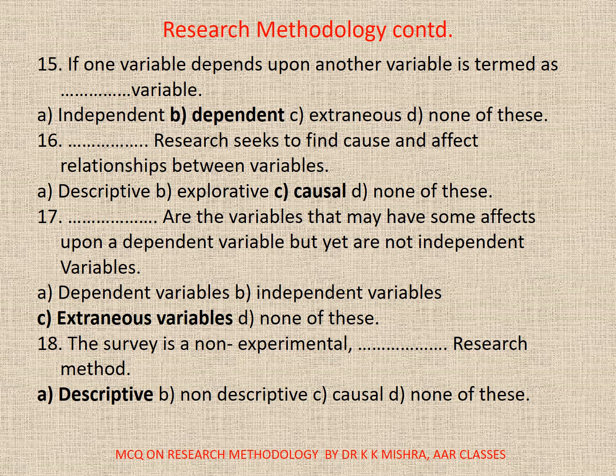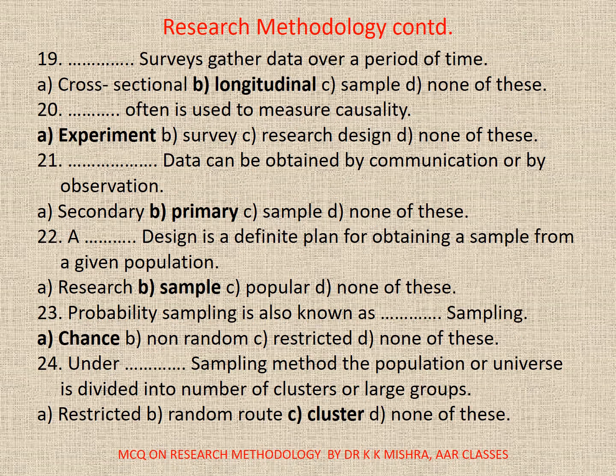Extraneous variables. 18. The survey is a non-experimental dash research method. A. Descriptive. B. Non-descriptive. C. Causal. D. None. Correct option is A. Descriptive. 19. Dash surveys gather data over a period of time. A. Cross-sectional. B. Longitudinal. C. Sample. D. None. Correct option is B. Longitudinal. 20. Dash often is used to measure causality. A. Experiment. B. Survey. C. Research design. D. None. The correct option is A.